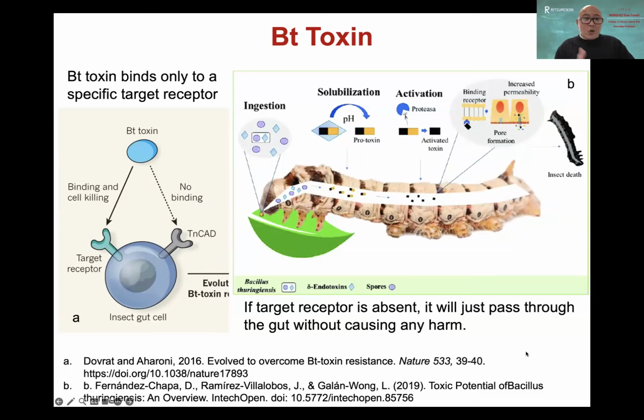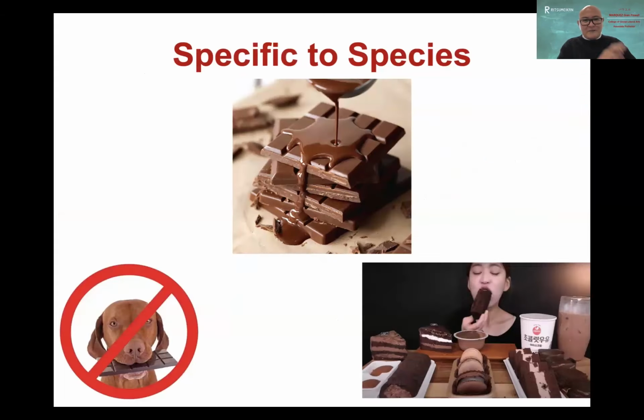Now, in humans, we don't have this target receptor unless you are a worm. Hopefully not, but you don't have this target receptor. So even if you eat this BT corn with a lot of BT toxins, it will just pass through your stomach and you'll just go out after. So that's why this is safe. And this has been tested for several decades, and this is available already in the market.